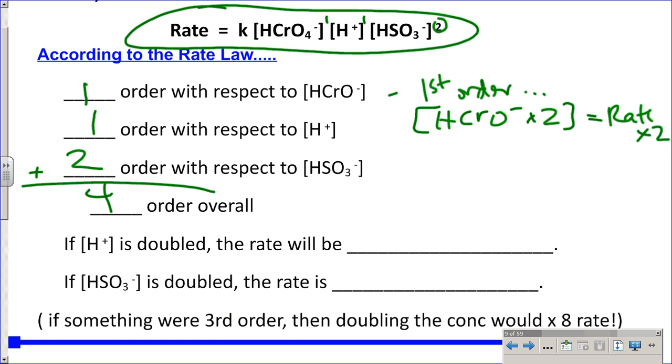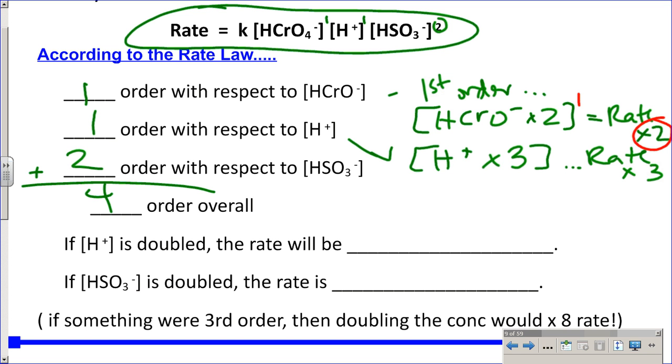Make sure you're writing down a couple. So let's say I take the H plus concentration and I multiply it by 3, what's going to happen to the rate? It will also triple. So these are directly related. And I'll tell you why. Because these concentrations have an exponent applied to them, right? What is the exponent for this one? 1. So 2 to the first power is just 2. 3 to the first power, because this was also first order, is 3.